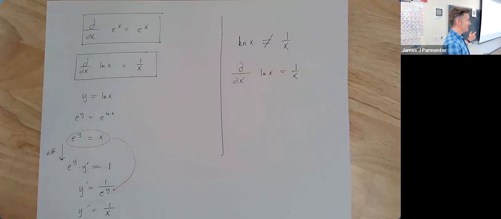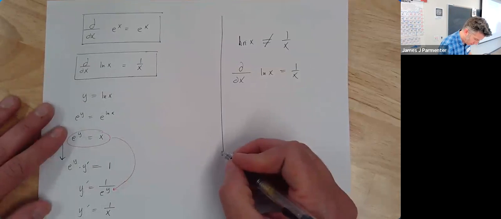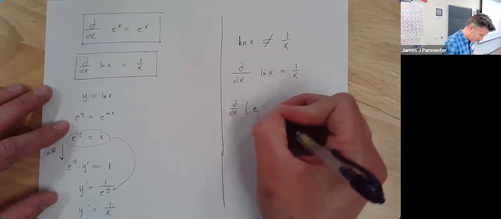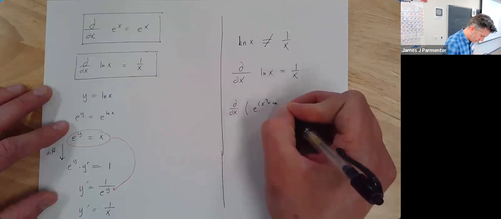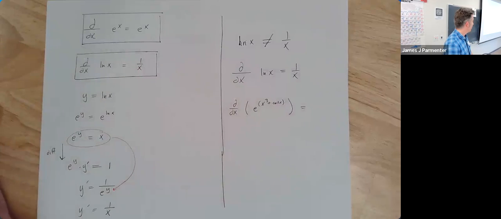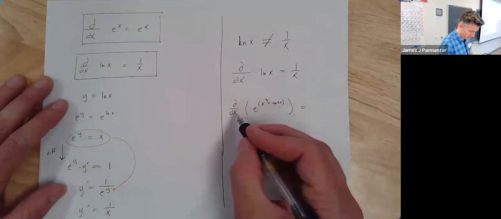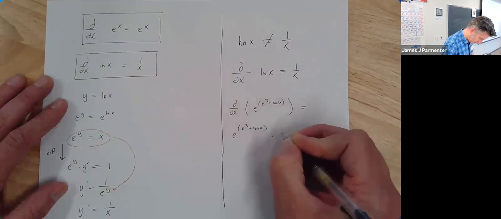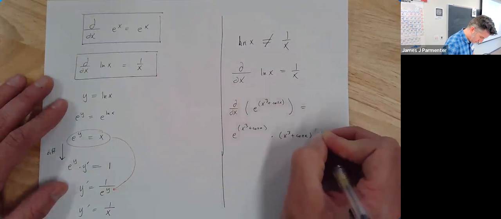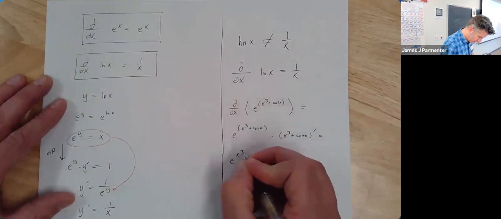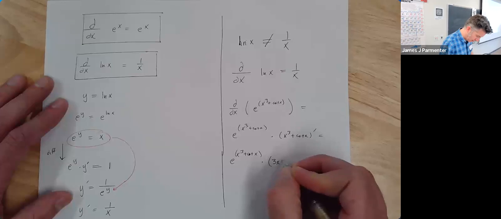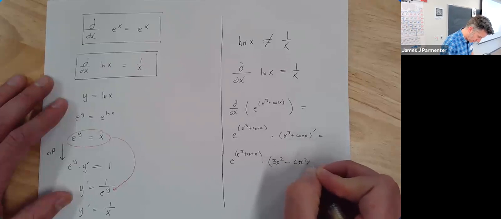Just like before, there is a chain rule version. There's always a chain rule version of your derivative formula. For example, we just had the derivative of e to the x is e to the x. So what's the derivative of e to the x cubed plus cotangent of x? Well, the derivative of e to the stuff is e to the stuff times the derivative of that stuff, which is e to the x cubed plus cotangent of x times the derivative of x cubed plus cotangent of x, which is 3x squared minus cosecant squared of x.